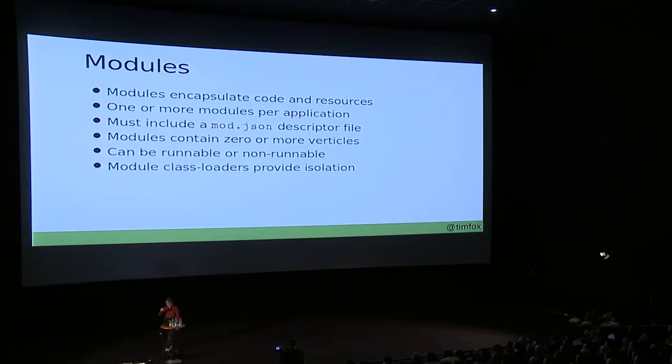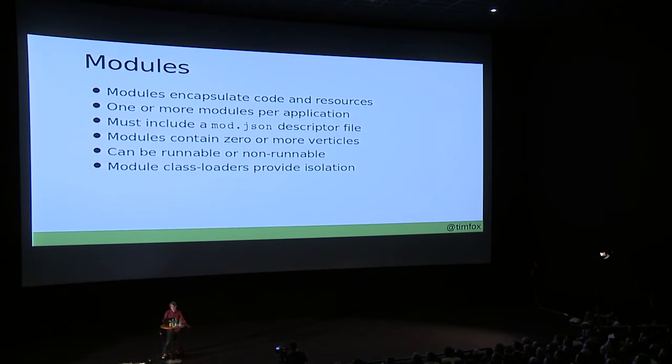Each module has what we call a mod.json descriptor file, which basically tells Vertex a bunch of things about the module, like how to run it. In the simplest case, it just has a single field called main. It tells Vertex that when you run this module, what you have to do is execute this vertical inside it. It basically stipulates the entry point to the module.